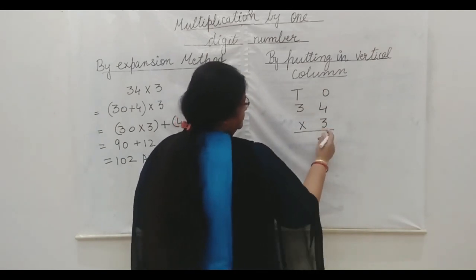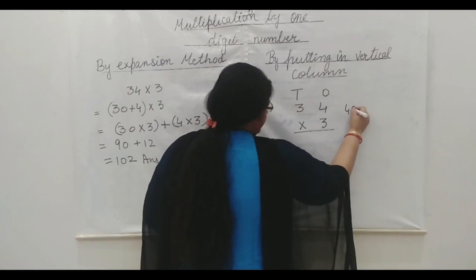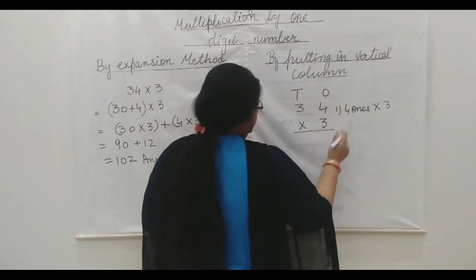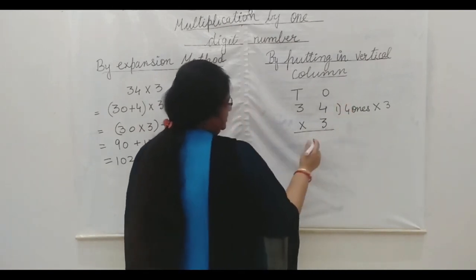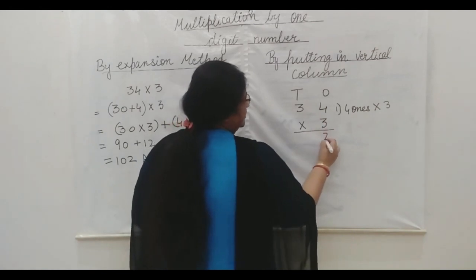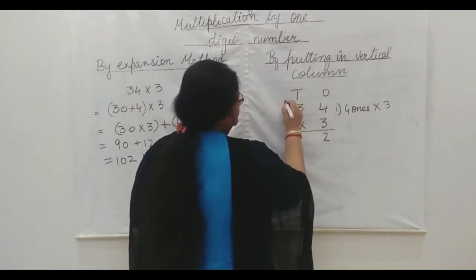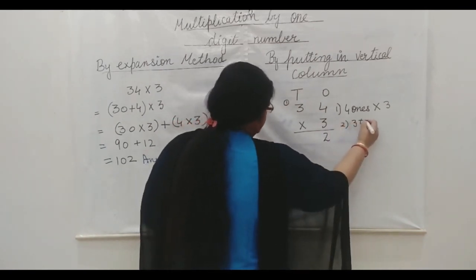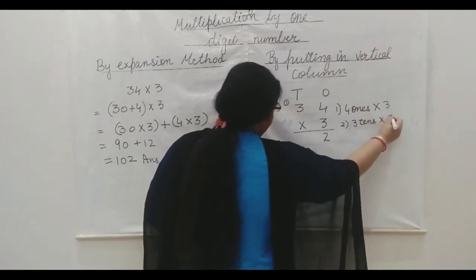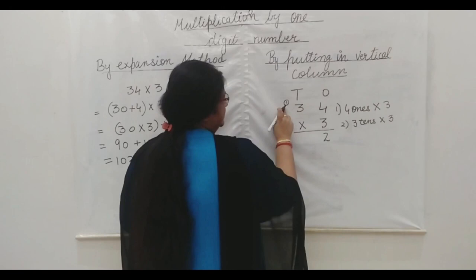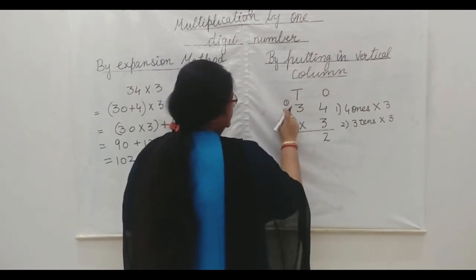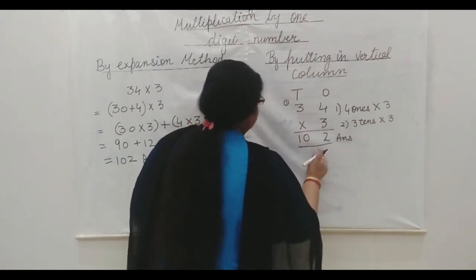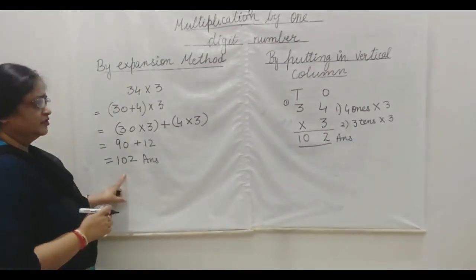The first step is that, first of all, we will multiply 4 ones with 3. So 4 3s are 12. We will not write 12 here, we will carry 1 over the tens place. Now the second step is, we will multiply 3 tens by 3. So 3 3s are 9 plus 1, that is 10. So what answer you have got? You have got 102, exactly the same answer as you got over here.